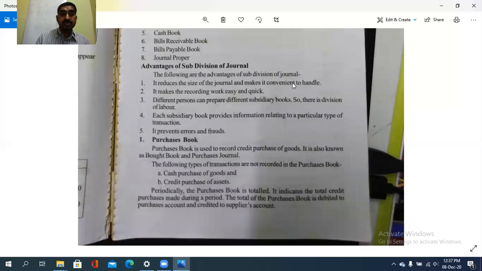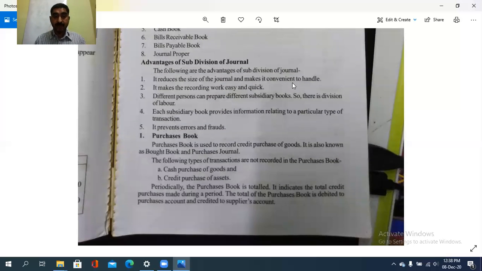One of the main subdivisions is the purchases book. We will start with that. The purchases book is used to record the credit purchase of goods. Not cash purchase; credit purchase means the payment is to be made after a year, after 1 month, or a stipulated time period. It is also known as the bought book or purchase journal.